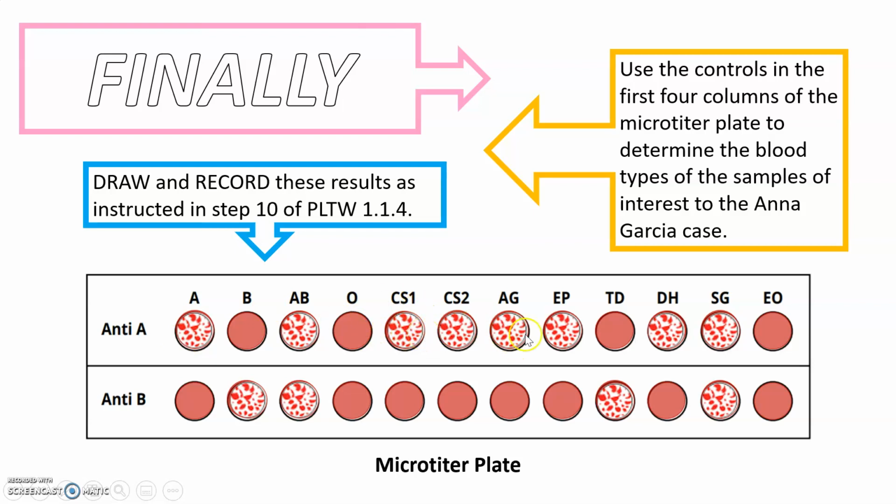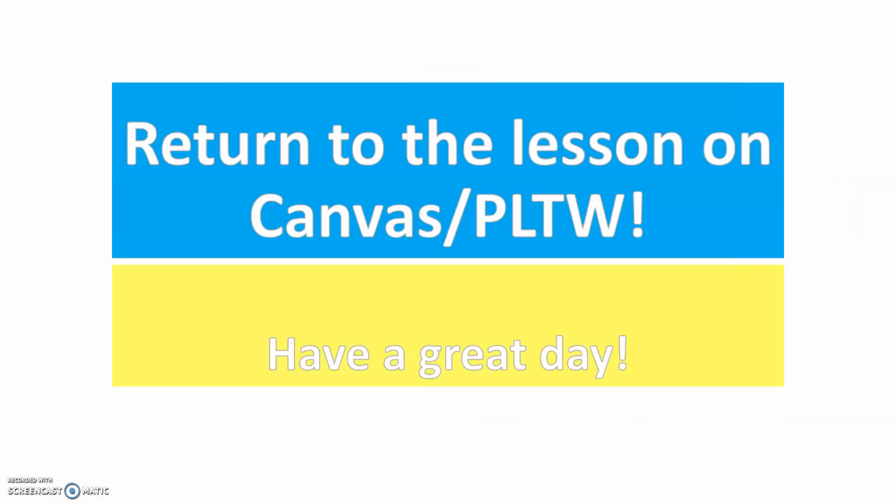So if you look at Anna, she has blood type A, Eric has blood type A, so does Dominique, and you can look at Samantha and see that Samantha tested positive for A and B, so her blood type is probably AB. But Elsie Opal and Taylor Diaz did not, so you can kind of cross them out as persons of interest. And then you're going to return back to the lesson on Canvas.